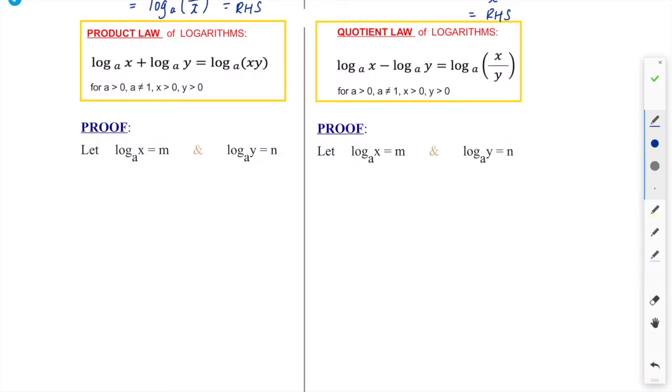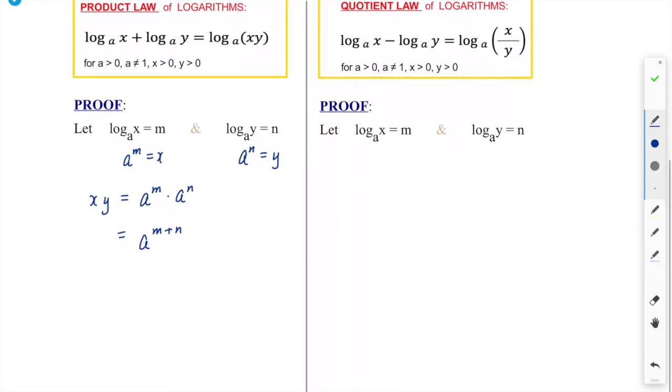So to do the proof, we're going to first let each term on the left-hand side be m and n. And then I can write a to the power of m as x and a to the power of n as y. So now, what is the product of x times y? Well, the product is a to the power of m multiplied by a to the power of n. Using exponent laws, I can add the exponents together.